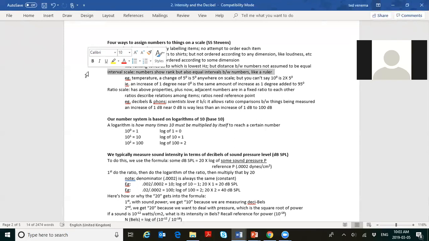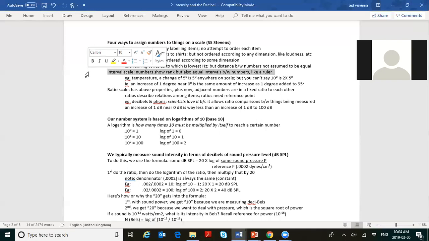Okay, but you can't really say, for example, that 10 degrees is twice as warm as 5 degrees. Or that 50 degrees is twice as warm as 25 degrees. That's not really true. You know, 50 degrees is 25 degrees warmer than 25 degrees, and 10 degrees is 5 degrees warmer than 5 degrees, but you can't really say that 10 degrees is twice as warm as 5.